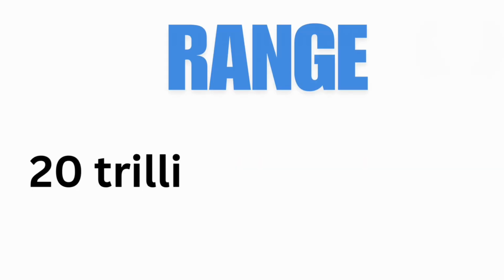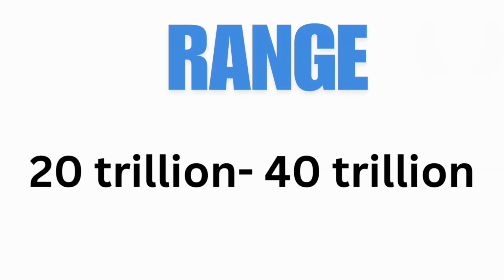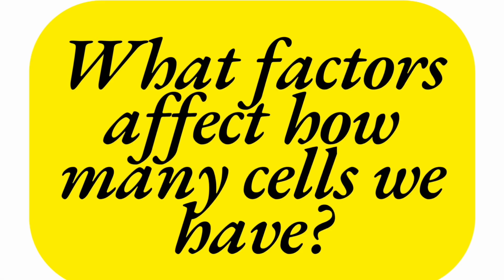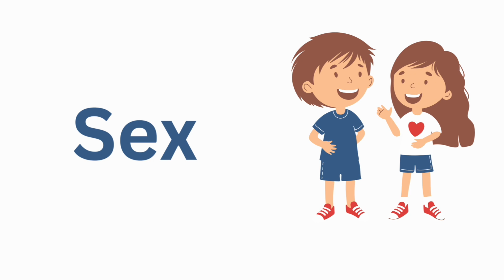In reality, different people will have different numbers of cells inside them, and Wikipedia predicts that the number of cells inside a human is somewhere between 20 to 40 trillion, depending on certain factors. Can you think of any factors that might affect how many cells are inside your body? Did you think of this one? Sex. So whether you're a male or a female might influence the number of cells that you have.